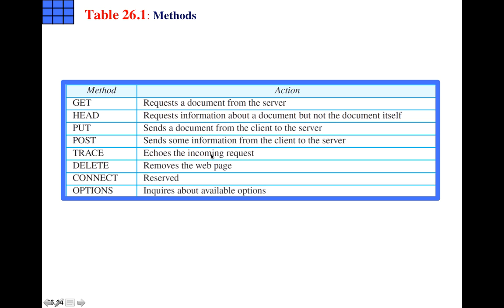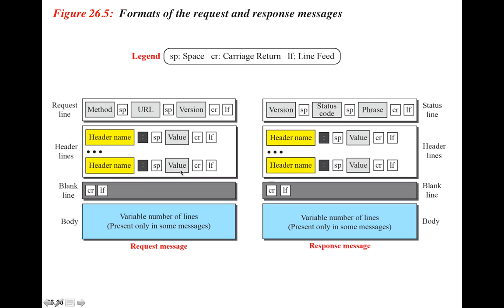TRACE is used for debugging purposes. DELETE removes the web page. CONNECT is used by proxy servers and it has been reserved for special purposes. And then we have OPTIONS. When we give this command, we are inquiring about the available options to us, and we will look at it. So this was about the method.